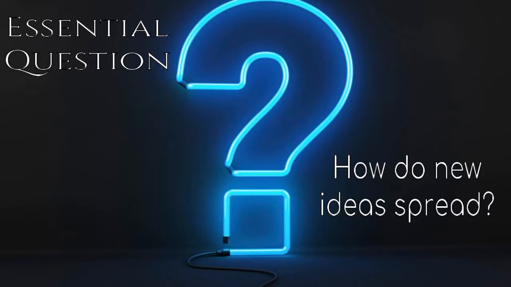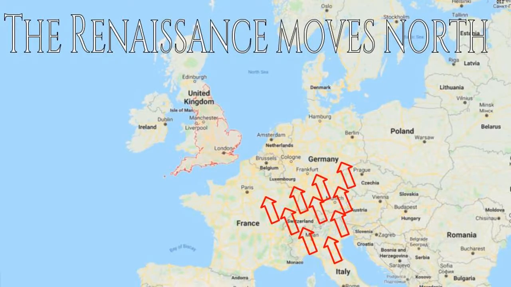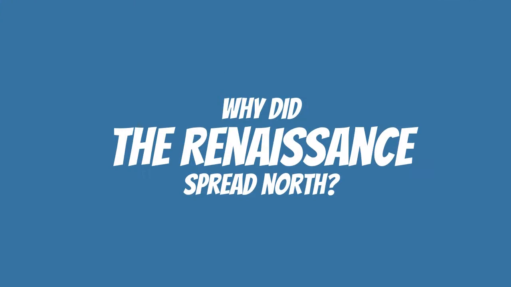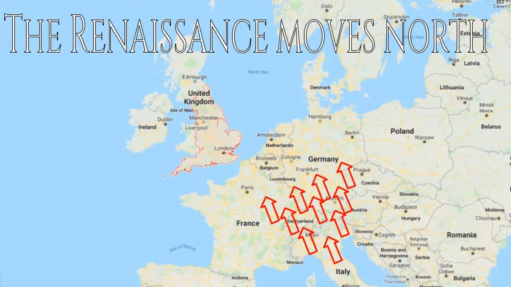All right, guys, our first section from 13.3 is the Renaissance moves north. You can find this on pages 445 to 446. The question we want you guys to be thinking about, why did the Renaissance spread north? During the late 1400s, Renaissance ideas began to spread north from Italy to countries such as France, Germany, Spain, and England. There were several reasons why this occurred.